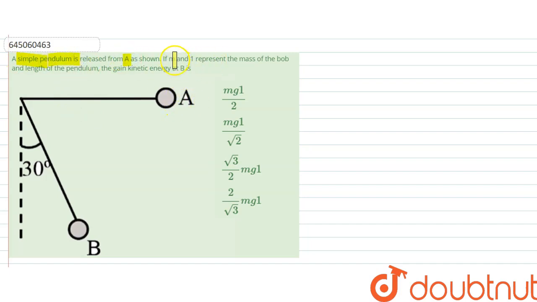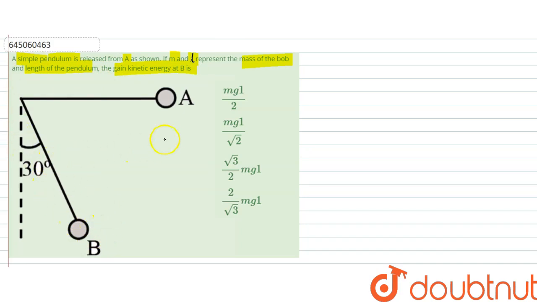We are given a question which says: a simple pendulum is released from A as shown. If m and l represent the mass of the bob and the length of the pendulum, the gain in kinetic energy at B is what? So at position B, what is the gain in the kinetic energy?